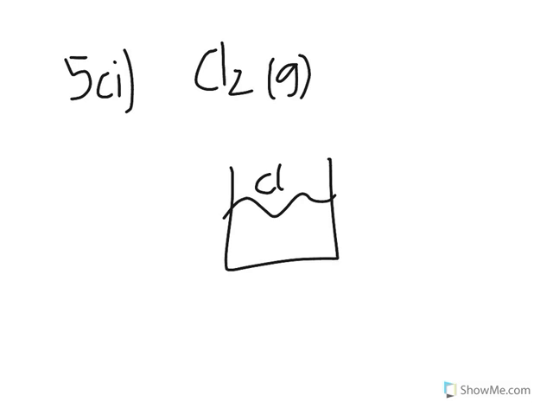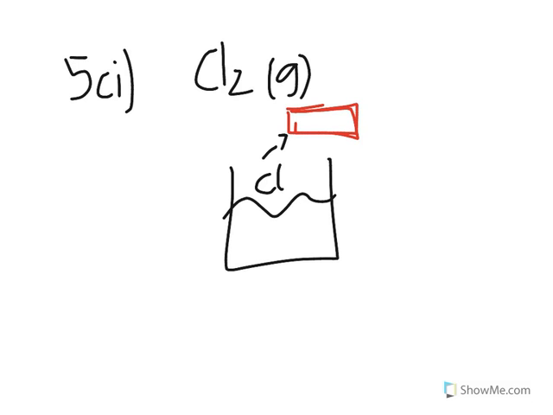Okay, so question 5C1 says that when hydrochloric acid is added to solid potassium manganate, chlorine gas is given off. So Cl2 gas is given off. Describe what is seen if a piece of damp universal indicator paper is placed where chlorine gas is coming out. This damp universal indicator paper will actually be red at the start.